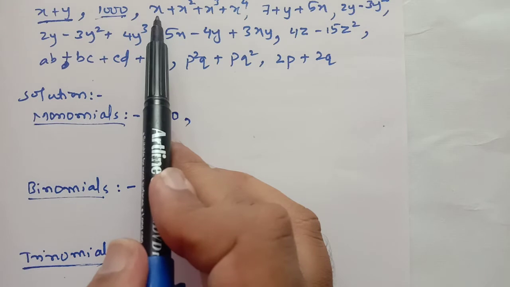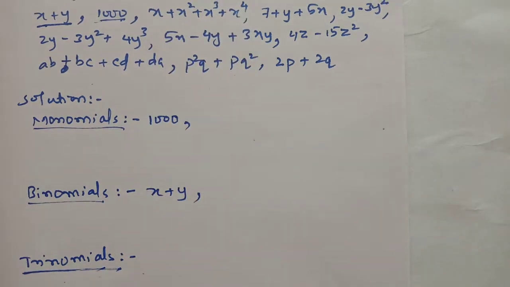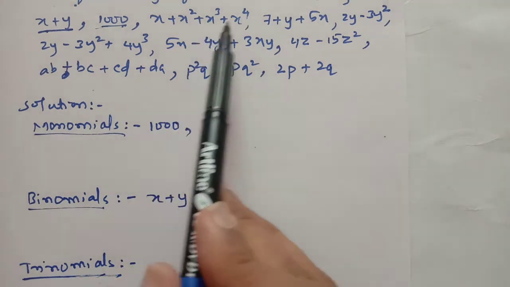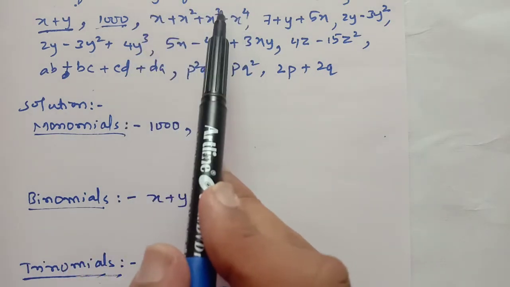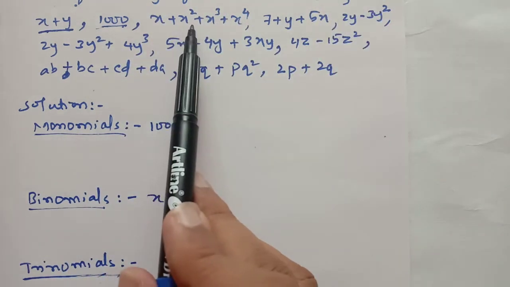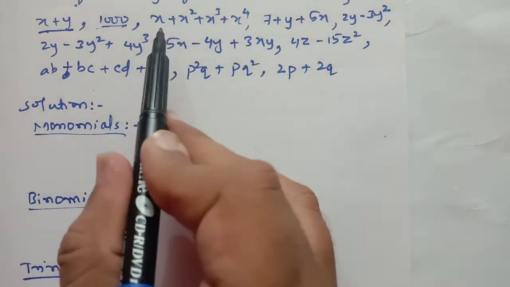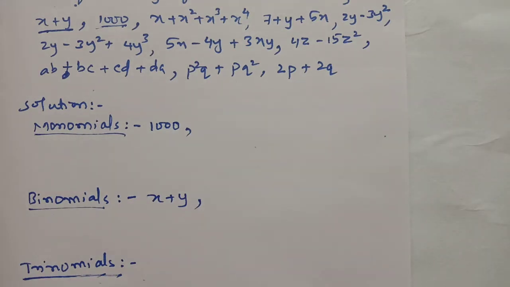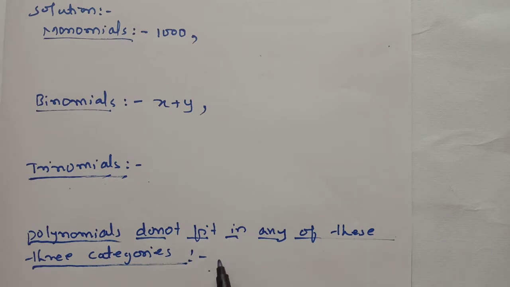Then next, x plus x square plus x cube plus x to the power of 4. Here you see, student, there are a total of 4 terms. So this is not a monomial, this is not a binomial, this is not a trinomial, student. So this will come in polynomials that do not fit in any of these three categories. It will come here. x plus x square plus x cube plus x to the power of 4.